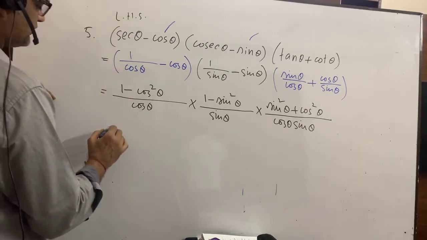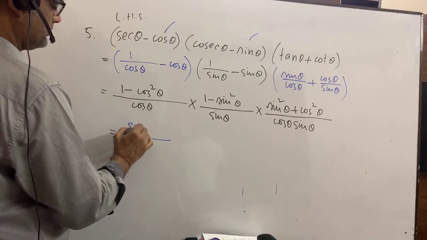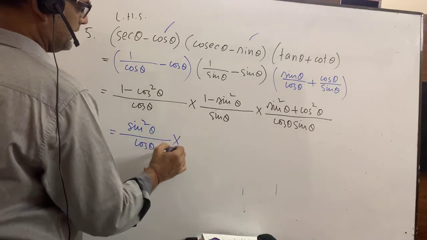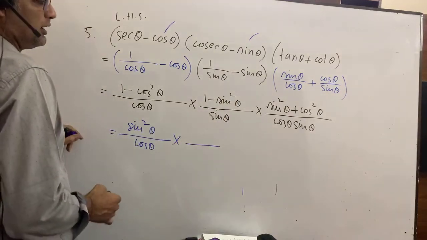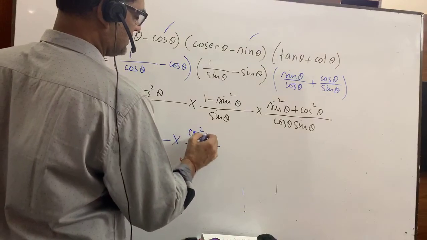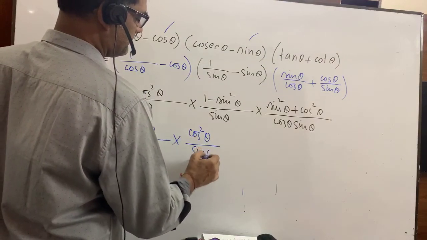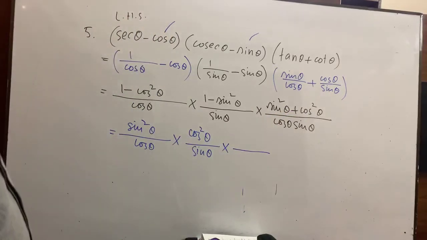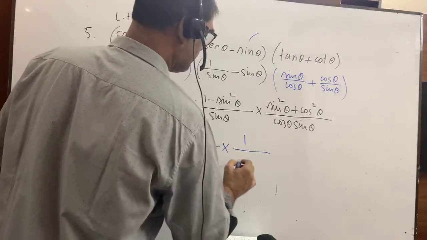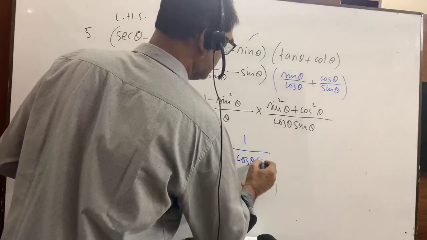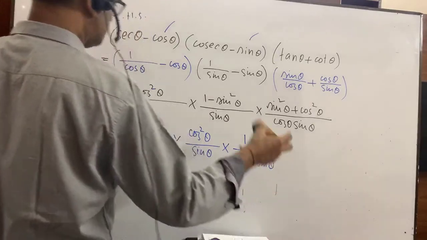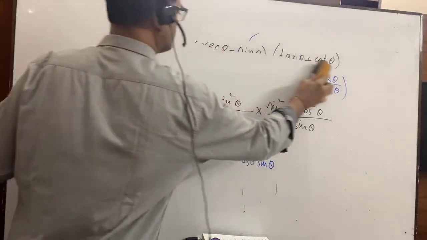Here 1 minus cos square theta equals what? Sin square theta by cos theta. Here 1 minus sin square theta equals what? Cos square theta, by sin theta, into, we all know this trigonometric identity, sin square theta plus cos square theta equals what? 1. Very good. This is 1. Now it is cos theta, it is sin theta. Okay, that's good.